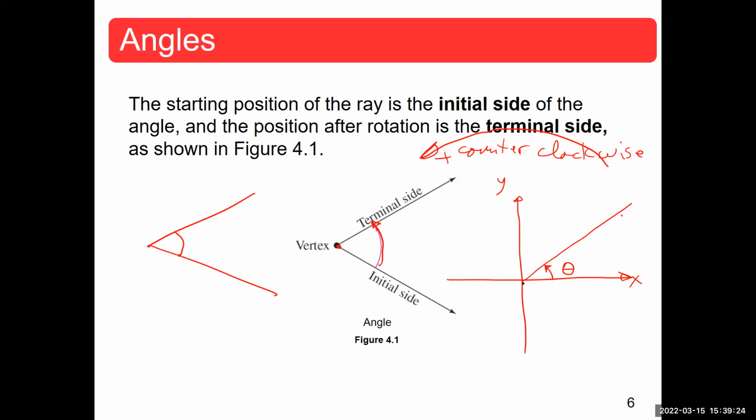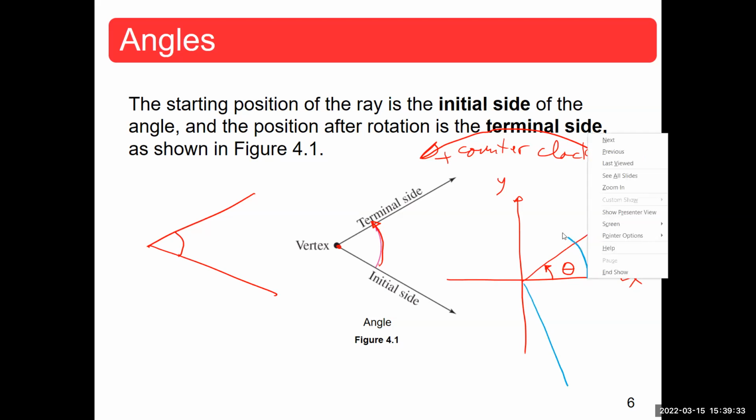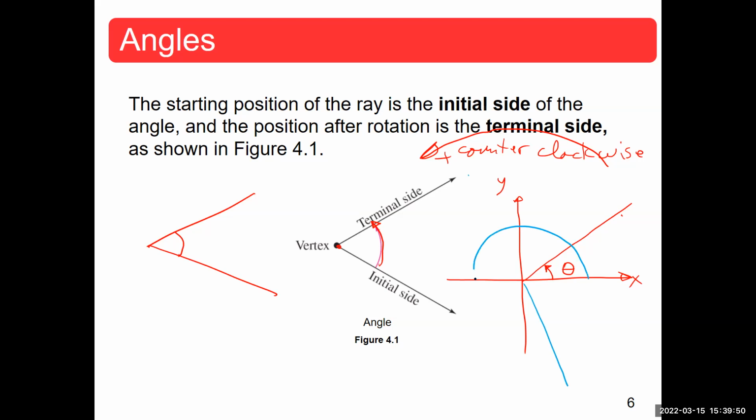I can have another angle, if I have a line here. What's the angle? I have to start from X, right? Counterclockwise. So my initial side is always the X-axis, and this is the terminal side. It can be that long.